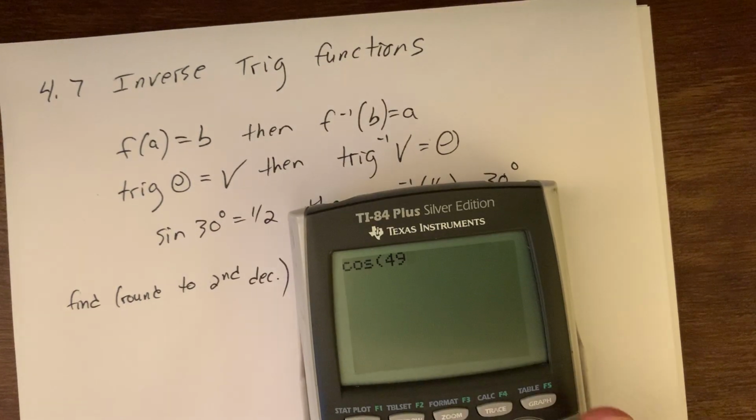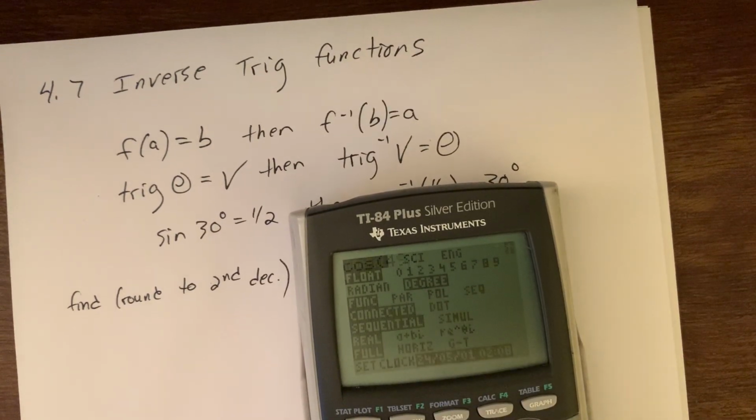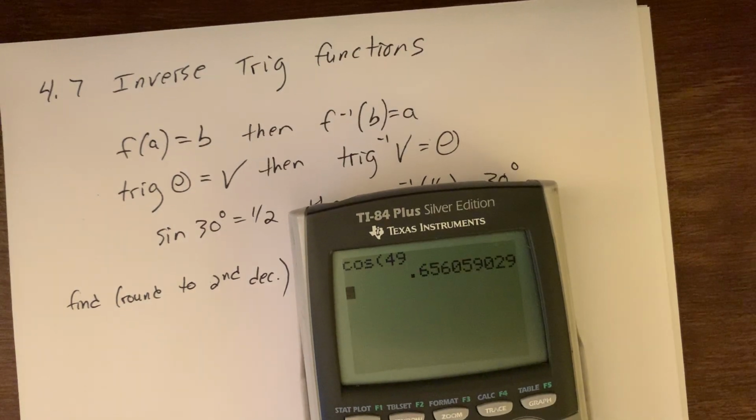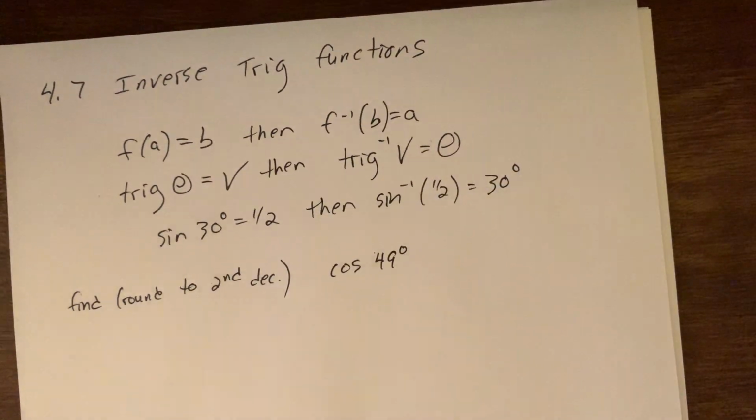Actually, I should check my mode quickly. Yep, I'm already in degree mode. So cosine of 49, done. If I'm going to round to the second decimal, look at the third. So I would get 0.66 here.